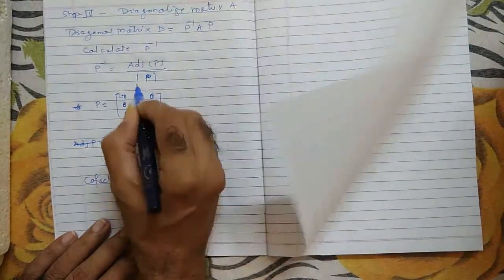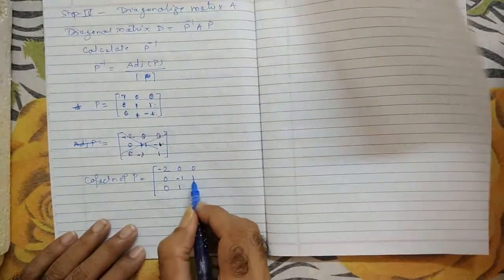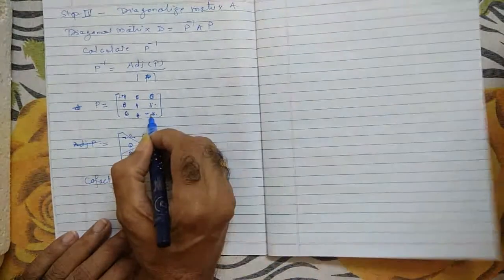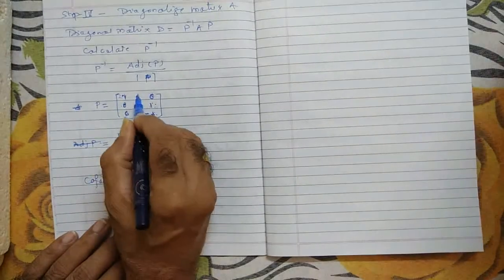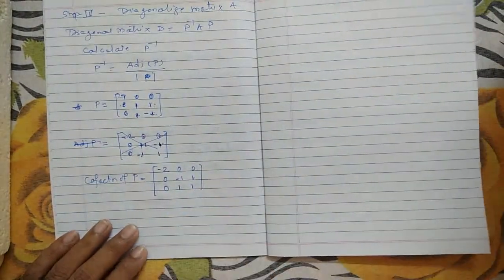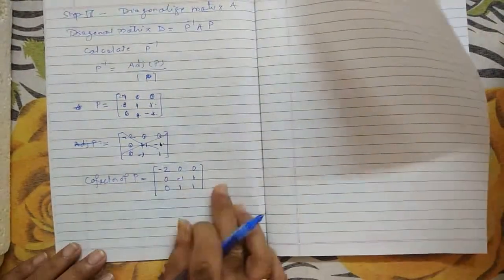For this one, the last row and the second column. So 1 into 1 and 0 into 0. So 1 minus 0, that is 1. And here this is minus 1. So we will omit this one, we will omit this one. So 1 into 1 minus 0. So here is the 1. This is my cofactors of the P.